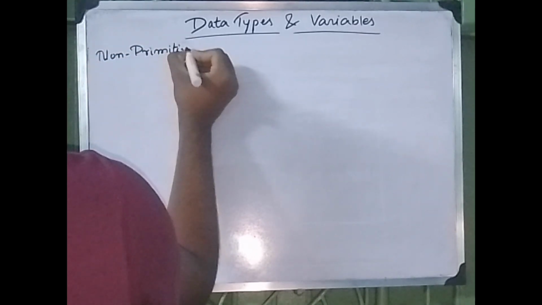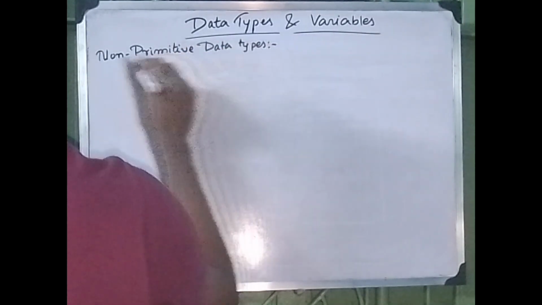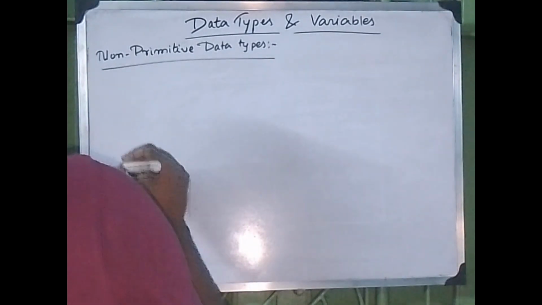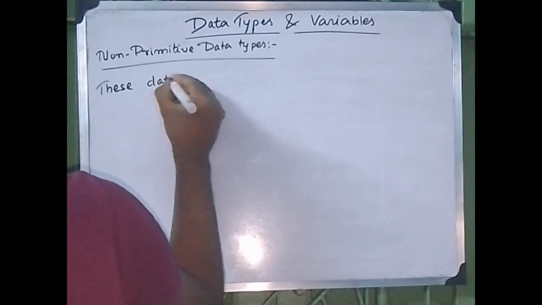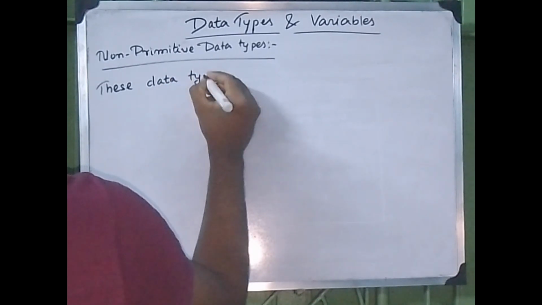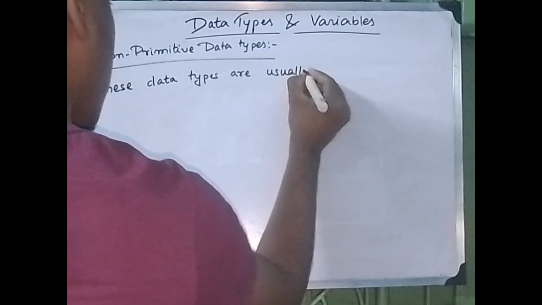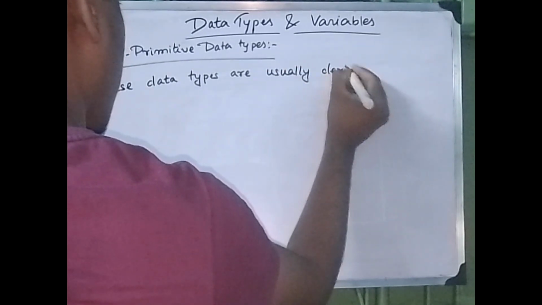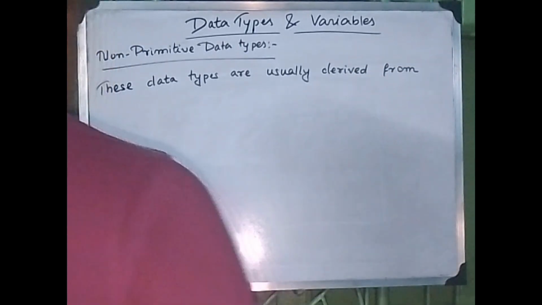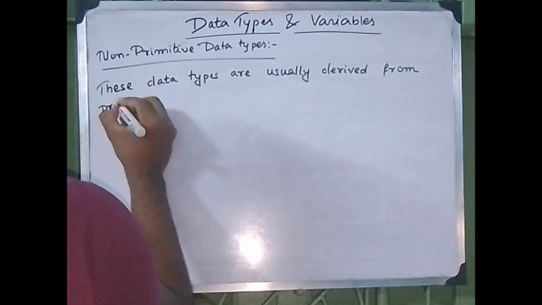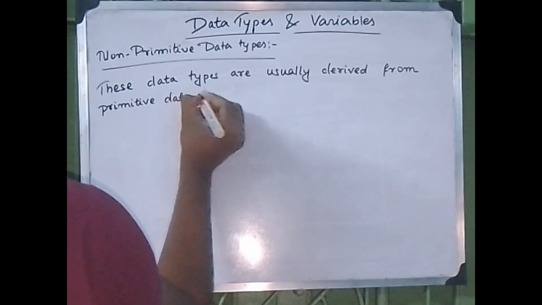Let's move on to our next topic, that is non-primitive data type. Non-primitive data types are nothing but derivations, or they are derived from primitive data types, that is int, byte, short, long, char, boolean, double, float.